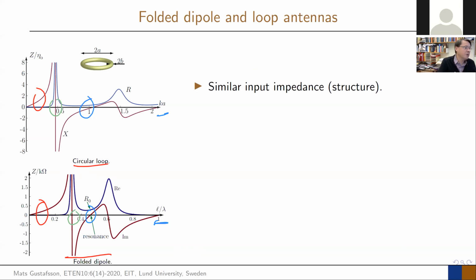But it's pretty similar to what we have in properties. And actually, the folded dipole down here is the same as a loop in these cases. It's just that the area of the loop is much, much smaller in this case. That is the only difference.